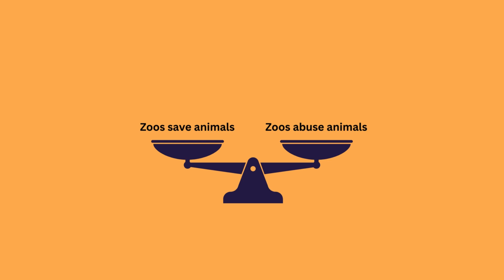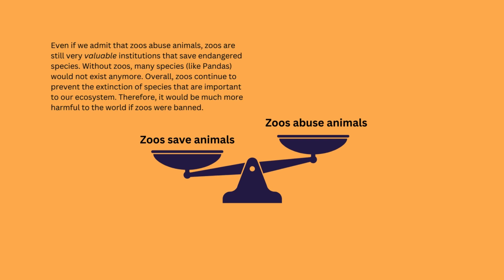On the right side, we have your opponent's argument that zoos abuse animals, and on the left side, we have your argument that zoos save animals, because zoos also function as sanctuaries, etc. Now, when you weigh these two, you place them side by side and take them at their best, and you show why your argument is more important in the debate round.